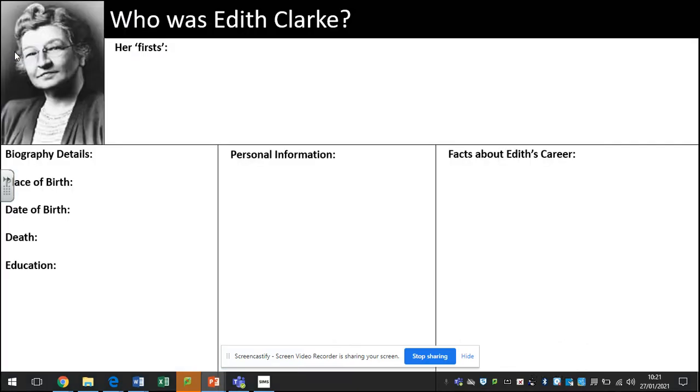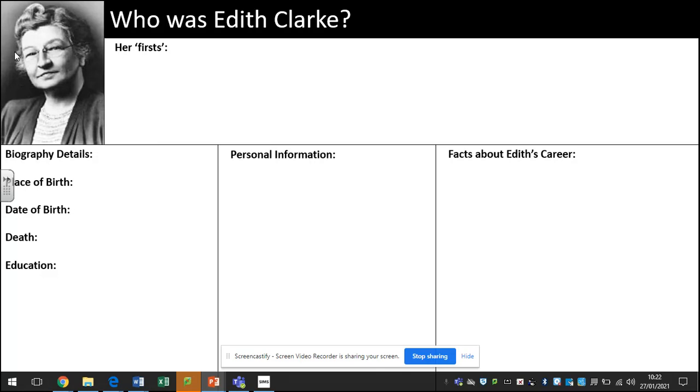So your task today is to do a biography sheet on who was Edith Clarke. So her firsts, and what I mean by her first, she was the first woman to do an awful lot of things. So what things did she do that was the first? She was, for example, the first woman to get an engineering degree from Massachusetts Institute of Technology.